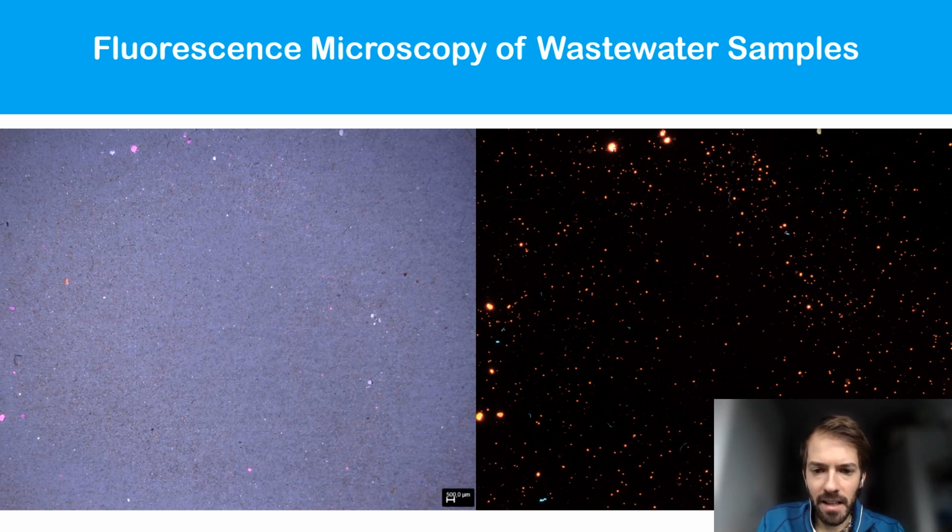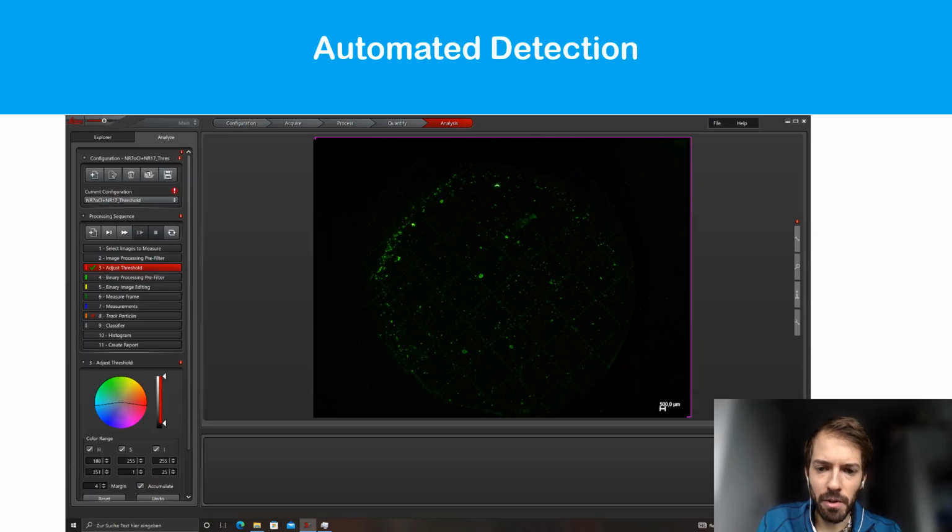And it is quite impossible to count all these microplastics by hand. So we applied particle detection or particle counting software to analyze the filters automated. Most microscope software has this particle detection also, but you can also use open source software like ImageJ to do it.